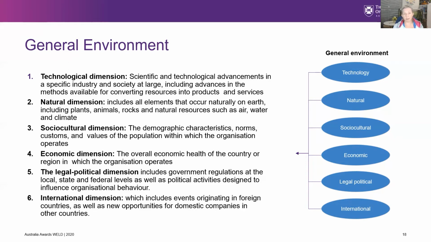In his book, The World is Flat, Thomas Friedman challenges managers to view global markets as a level playing field whose geographical divisions are irrelevant. A flat world, Friedman argues, creates opportunities for companies to expand into global markets and build a global supply chain. As managers plan for expansion into global markets, they have to consider the international dimension of the external environment, which includes events originating in foreign countries, as well as new opportunities for domestic companies in other countries. The international environment provides new competitors, customers, and suppliers, and shapes social, technological, and economic trends as well.